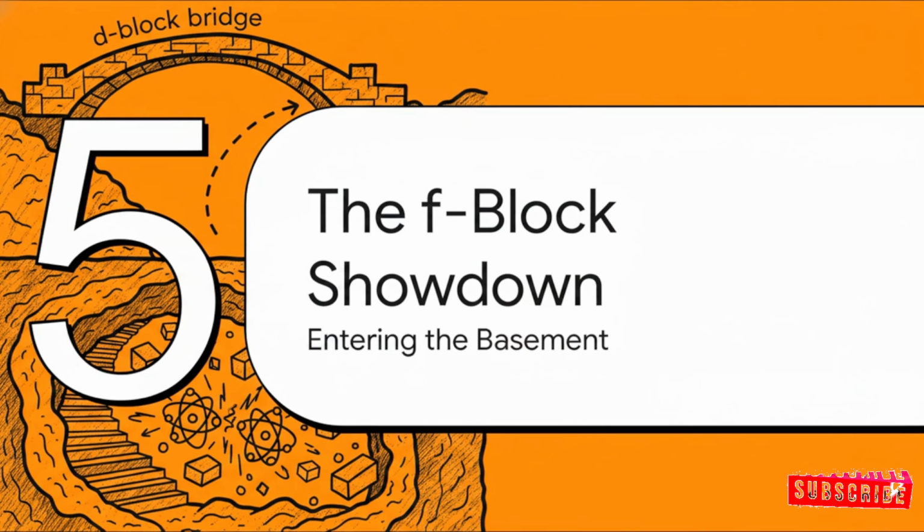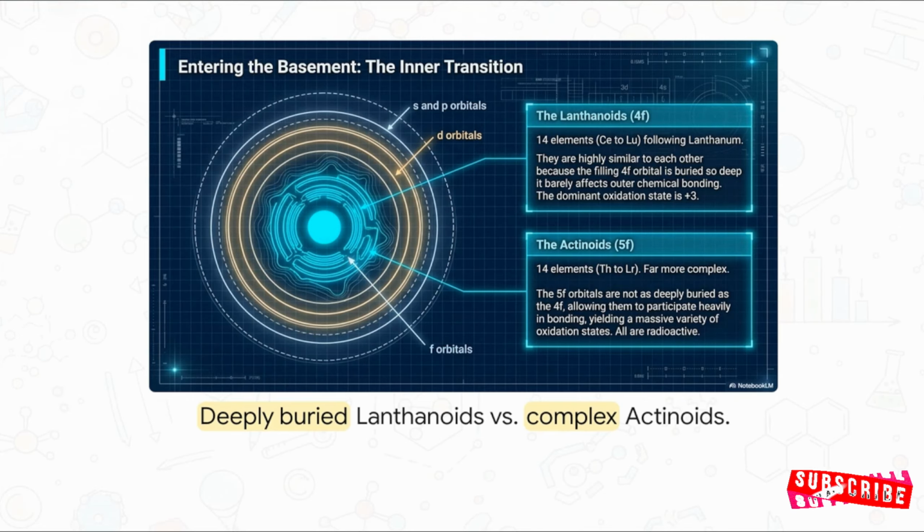Let's keep this momentum going into Section 5, the F-block showdown. So let's head down into the basement of the periodic table to compare the inner transition elements. We've got the lanthanoids filling the 4f orbitals and the actinoids filling the 5f orbitals. The absolute defining difference between them is just how deep these orbitals are buried inside the atom.